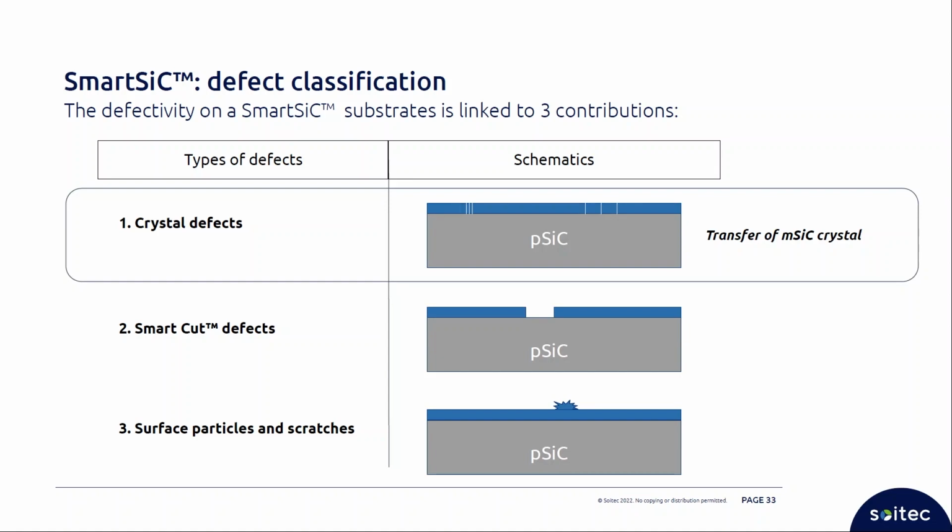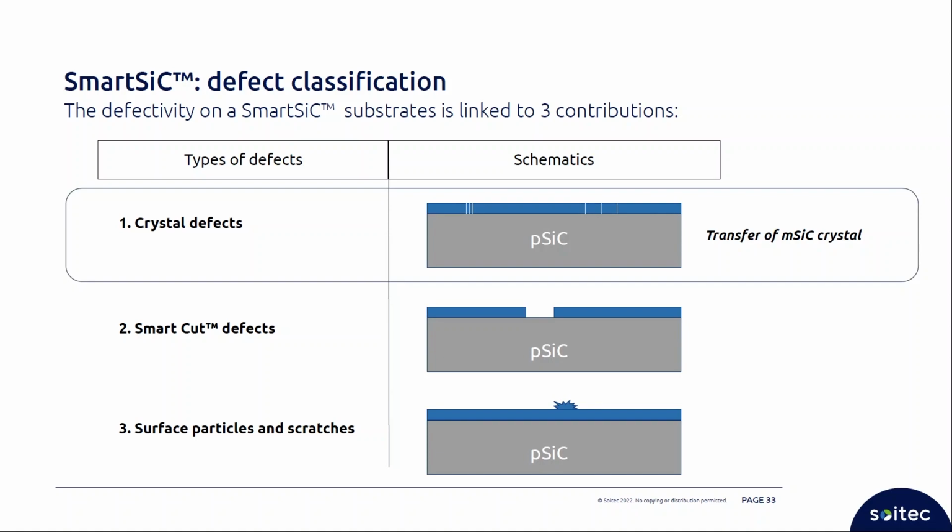For SmartSiC inspections, defect classifications, we want to divide the defects into three main types. The first one is the crystal defects, then the pure SmartCut defects, and the surface particles.